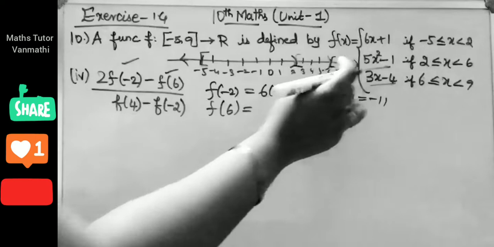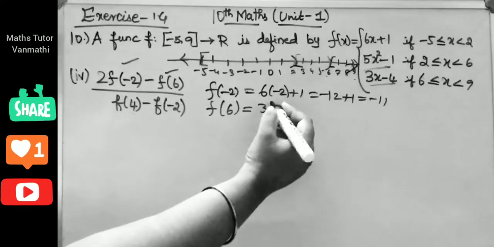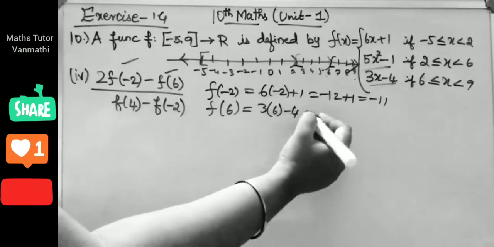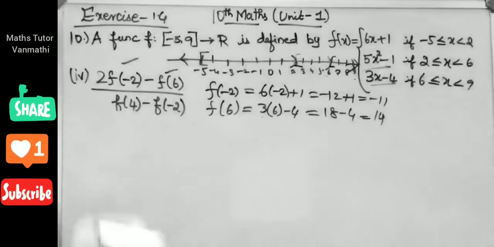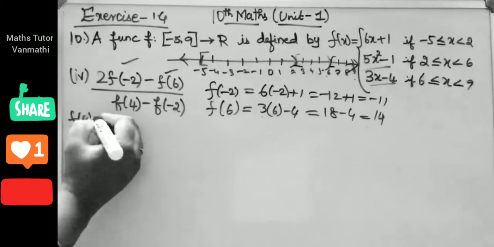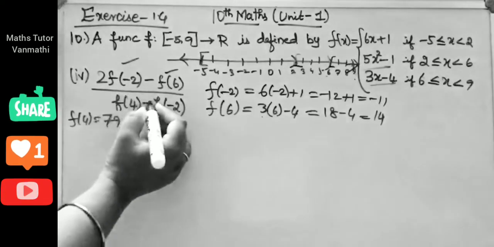6 lies from 6 to 9. So third condition 3x minus 4. So 3 into 6 minus 4, you get 3 6s are 18 minus 4, you will get 14. Already we know f of 4 is your 79. Clear? From this we are going to substitute.